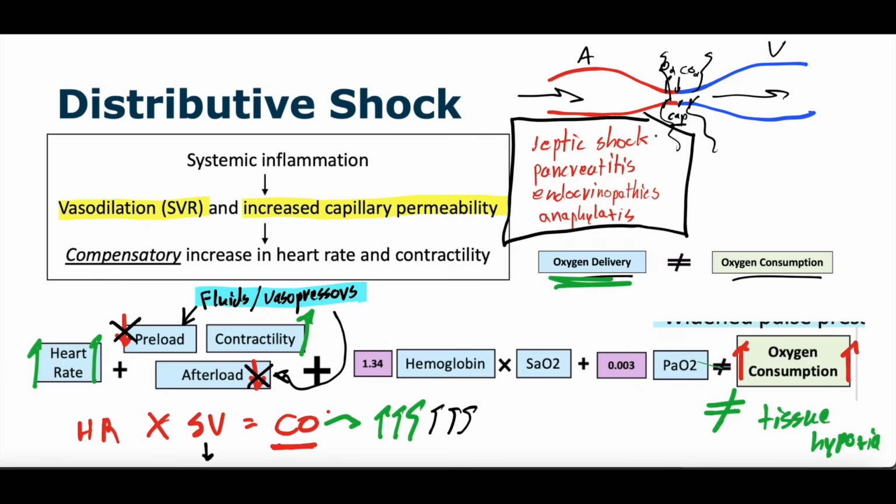Within distributive shock, septic shock is usually the most common, right? An infection that causes diffuse inflammation throughout the body. But pancreatitis, pneumonitis, other itises can cause systemic inflammation, endocrinopathies, anaphylaxis. Neurogenic shock is often batched in distributive shock, although it does behave a little bit different. Because in neurogenic shock, you don't get the compensatory increase in the heart rate. You remain bradycardic because neurogenic shock is going to be injury to the sympathetic chain, so you can't mount that compensatory tachycardia, but it's still usually batched in distributive shock as well. So that is shock state number 1, distributive shock.